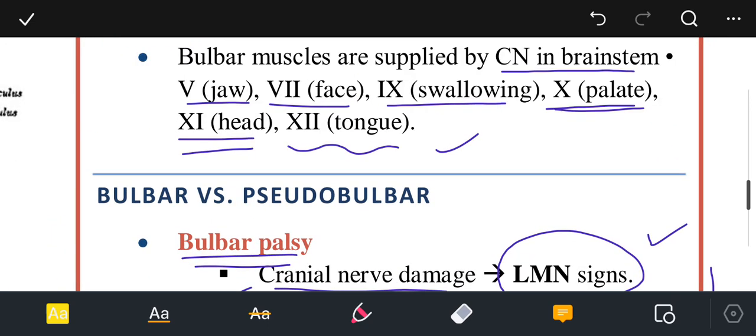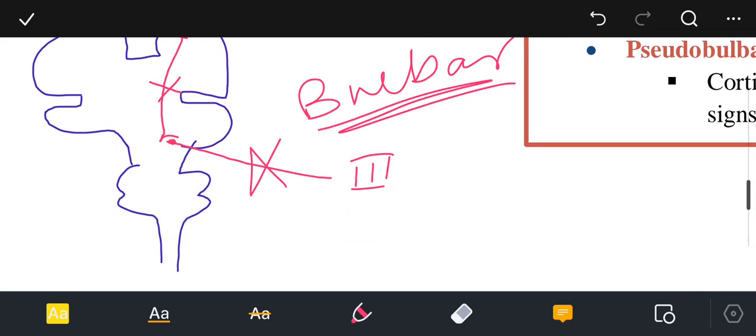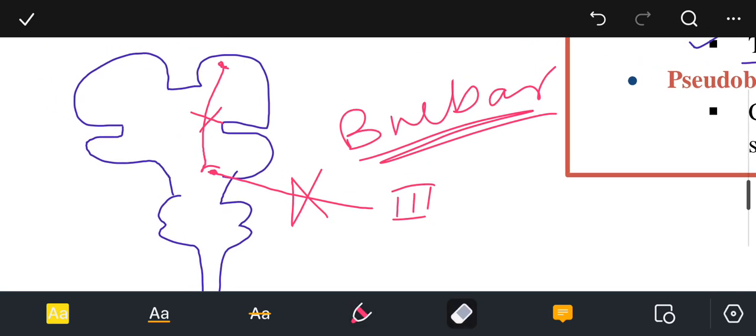Actually, cranial nerve 3 is not a part of the bulbar system. So let's suppose this is cranial nerve 5. This is not in the midbrain, but you got the concept. I'm sorry, my bad. It is not cranial nerve 3. It is cranial nerve 5.